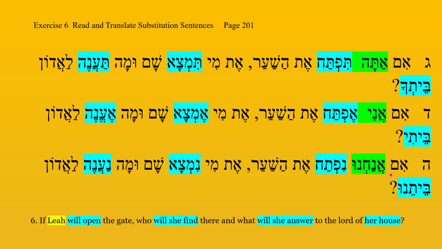Hey, im anachnu niftach et hasha'ar et mi nimtza sham uma na'anei ladon betenu. If we will open the gate, who will we find there, and what will we answer to the Lord of our house?